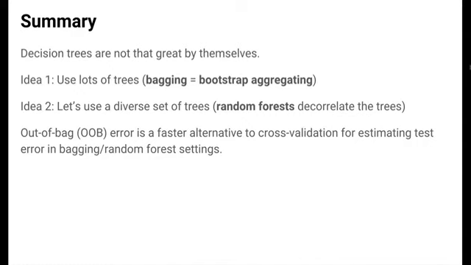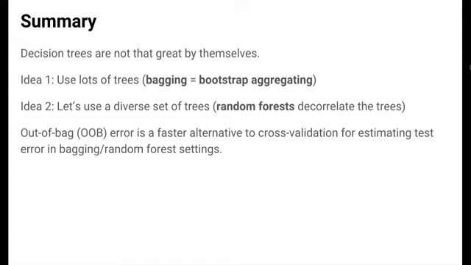The first idea is to use a lot of trees. This is the bagging or bootstrap aggregating idea. It's the idea that if we take a lot of predictions and average them together, we get a more stable prediction. The idea that averages tend to be less variable than the individual measurements.